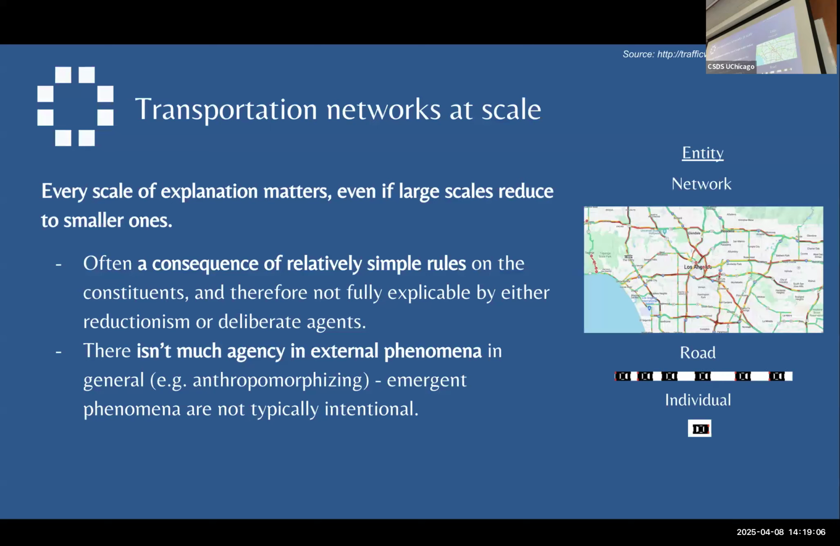every scale matters, every scale is really important, even if these large scales do reduce and are composed of these smaller scales. And again, we've shown you cases where these relatively simple rules aggregate to give us this interesting phenomena, but this doesn't necessarily have to be true. I could have given you something like quantum mechanics, which is a pretty complicated micro theory that gives us equally complicated macro theory, which eventually gives us life, right? So these emergent cases can be really complex all the way through.